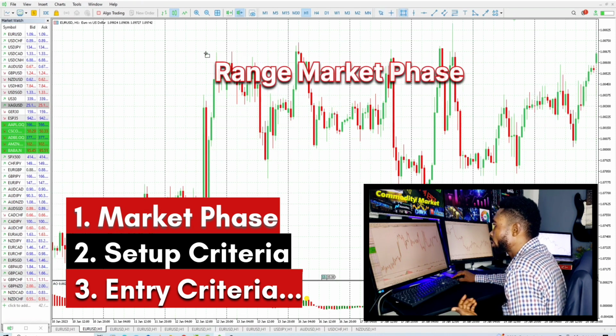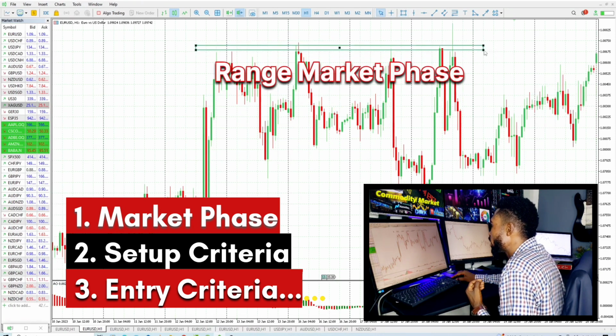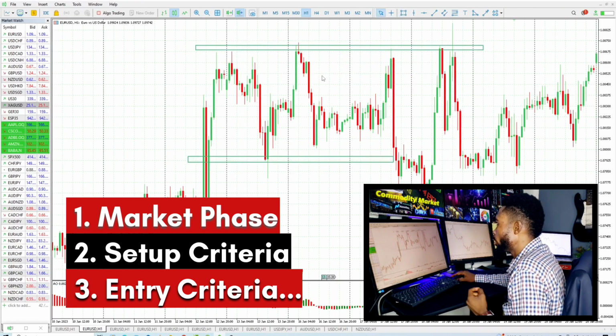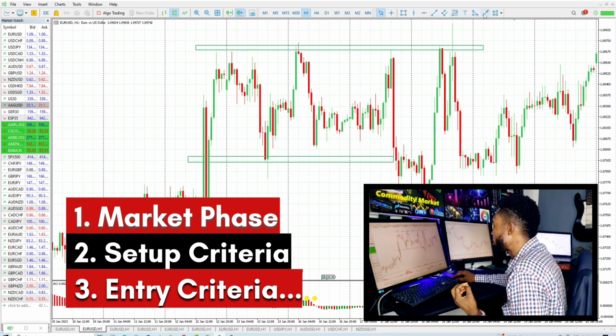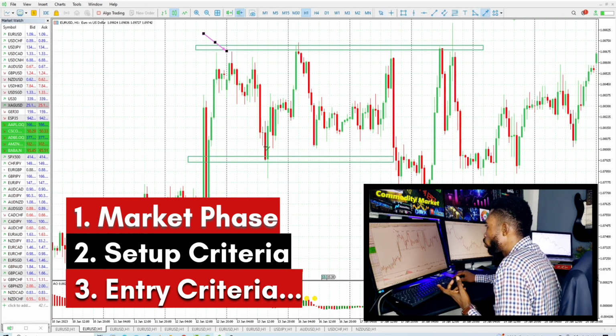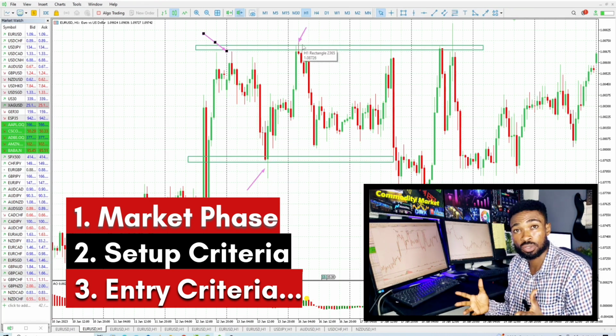So if the market is going sideways, what are you looking for? Sideways techniques, right? Only sideways techniques. If your technique is not sideways, don't trade in the sideways market. So what are you looking for? You're looking for three touches, right? You're looking for the first touch, the second touch, and then you're looking for the third touch, right? After these three touches, that's what I teach my students to do.